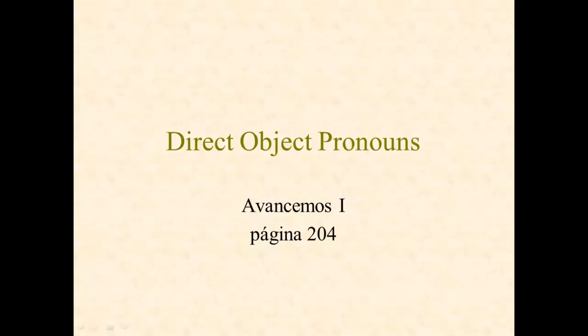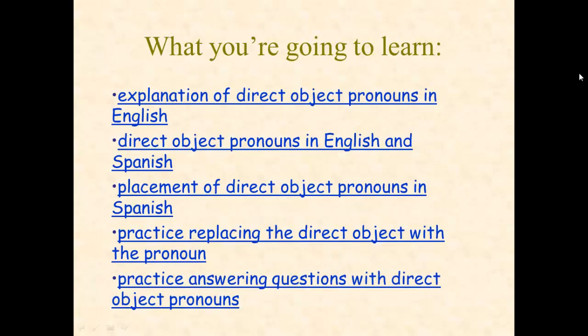So let's talk about what's going to be on this presentation. We're going to explain what a direct object is in English, and then we're going to talk about what it is in Spanish. And then we're going to discuss what the pronouns are in English and in Spanish so that we can really understand what they are. Second, we are going to talk about placement. Where does the pronoun go in the sentence? And there'll be a couple examples at the end.